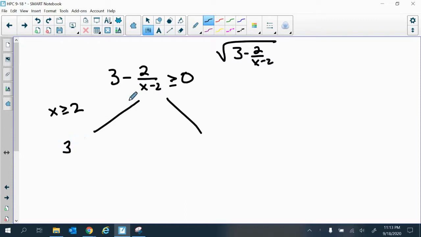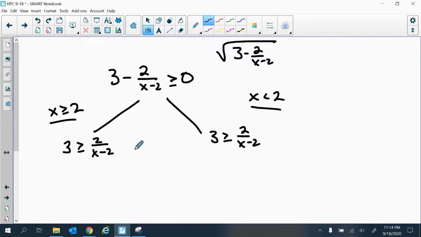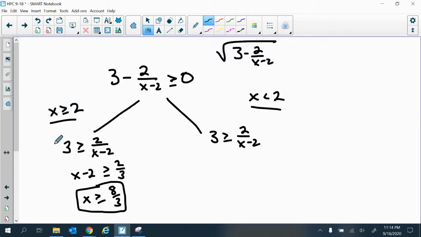So 3, then I'll add this over to the other side, is greater than or equal to 2 over x minus 2. And if I have 3 is greater than or equal to 2 over x minus 2, what happens if x is less than 2? So these are the two cases that I'm going to take into account. When I cross multiply, if it's greater than 2, x minus 2 is positive, and therefore I don't have to flip the inequality sign. Then I add 2, and I get x is greater than or equal to 8/3. So I have some sort of restriction where x has to be greater than or equal to 8/3, because that's more restrictive than x is greater than or equal to 2. So this is some sort of restriction on the inside of the square root.